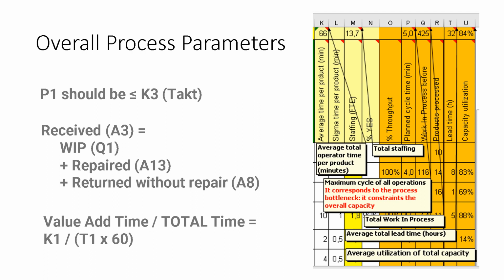T1 is the total lead time in hours, the average lead time seen by the customer, not including the customer contribution. U1 is the overall line capacity utilization. The value add time to total time ratio can be calculated as value add time divided by the total time, equal to K1 divided by T1 times 60. In this case, 3.43% of the total lead time of 32 hours seen by the customer, we are adding value.